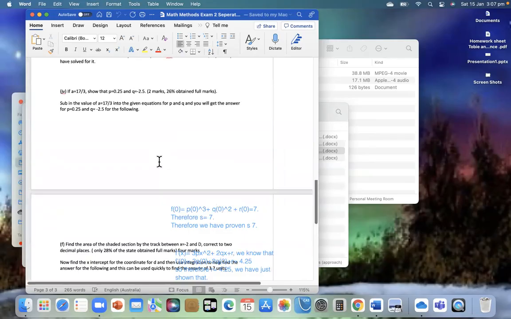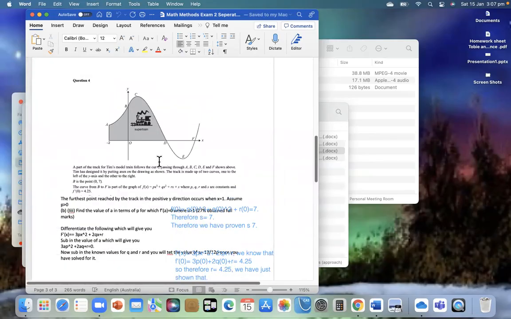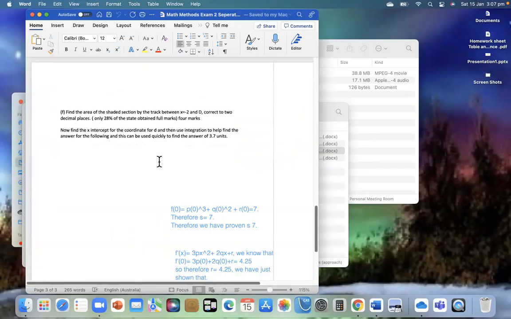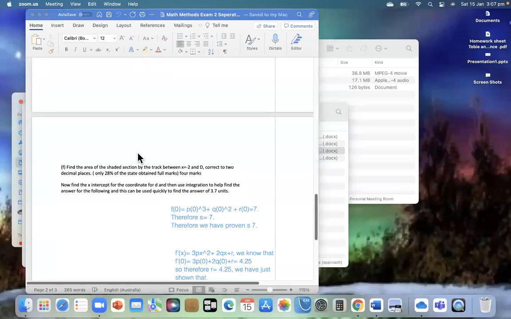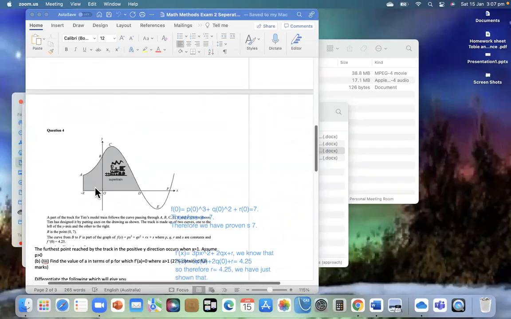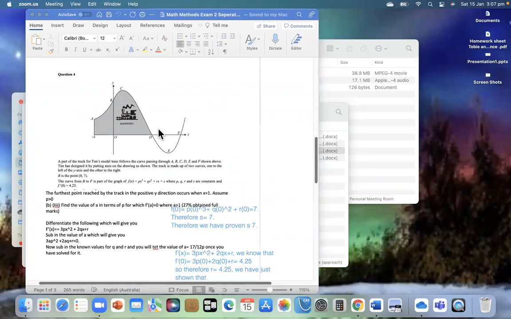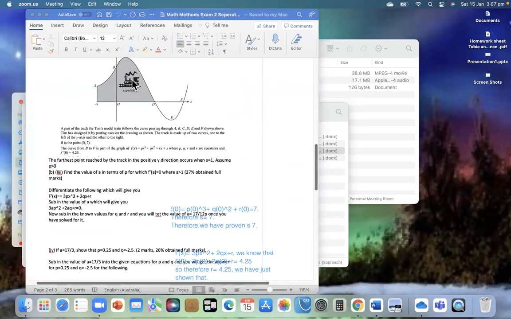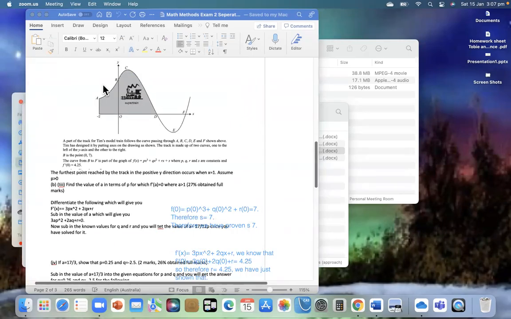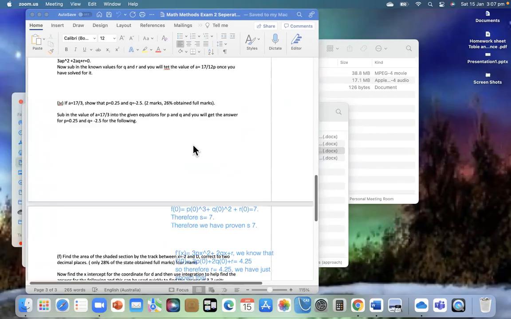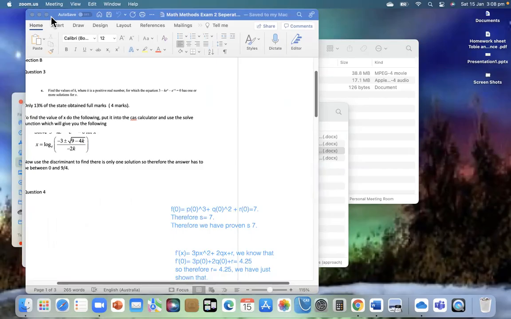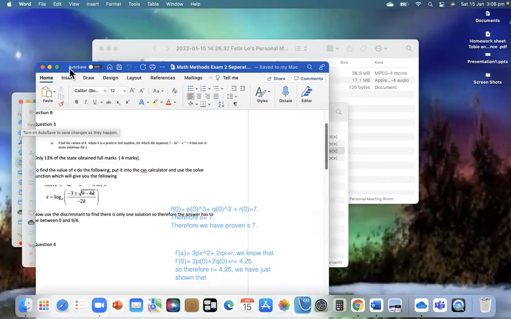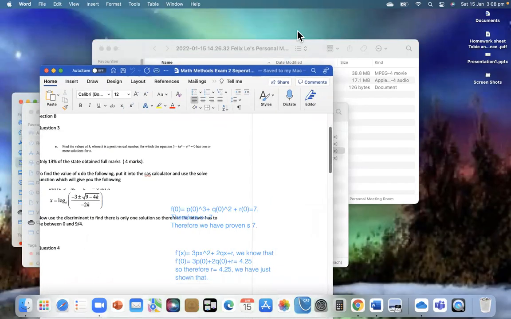And that's it. That's all for question number 4. In the last question, all you have to do is find the x-intercept coordinate for D. That would just be the x-intercept. Then you can use integration to find the area within that spot there. And that'll be all for Maths Methods Exam 2 separator questions.